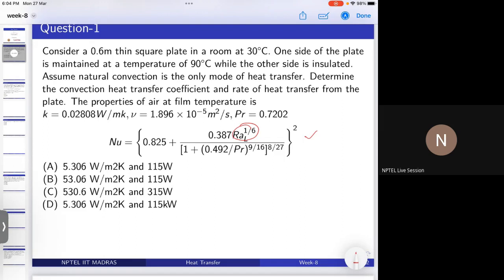I will repeat the question once more. We have a square plate kept in a room at 30 degrees Celsius, and the surface of the plate is maintained at 90 degrees. The Nusselt number correlations are given, and the properties are also given. We have to find the heat transfer coefficient and the rate of heat transfer from the plate. So please solve this and get me the answer.